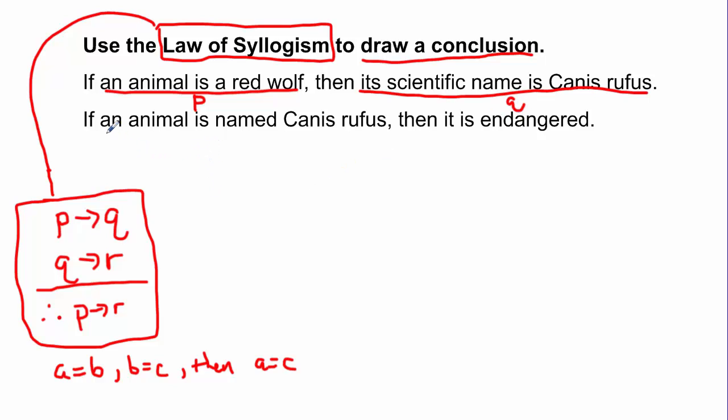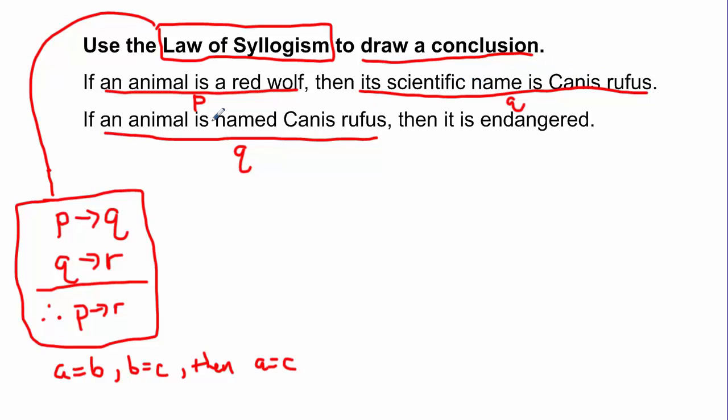And then I have an animal. If an animal is named Canis rufus, notice this is saying the exact same thing that I have here. If an animal is named Canis rufus, well, that's what they were talking about in this conclusion, Canis rufus. So I would not label this as a new letter. I would call this one Q also, because these two are the same thing.